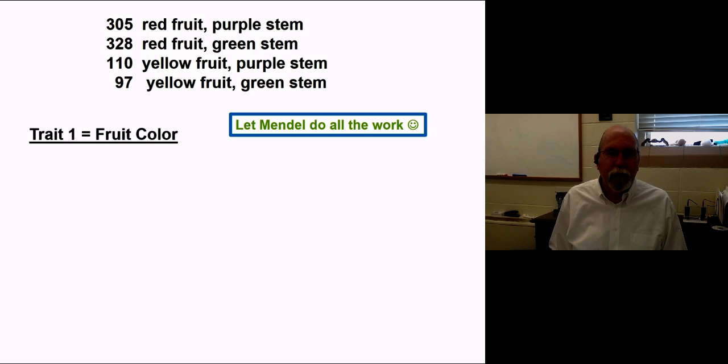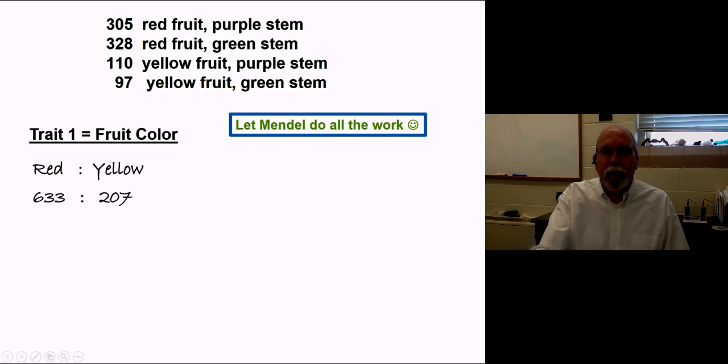So let's do that. Let's take trait 1, fruit color. We simply note that we have red and yellow. We might have 3 or 4 of these colors. Whatever you have, write them down. Okay, in my case, we have 2, right? We count them up, 305, 328, looks like it's going to be 630 something. And this is going to be about 207 down here. That's what we have, right? That's our data, okay? All right, what ratio fits those data?